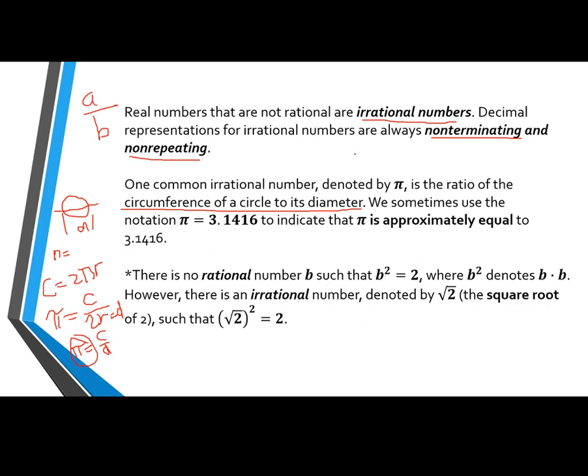So wala yung rational number nga mahulip na to aning b nga ma-equal nga square na to equal to 2. Pero naay irrational number no, irrational number nga ma-denote na to ito nga square root of 2 siya para ma-satisfy ni siya nga equation. So square root of 2 squared makancel man ni ang square no, is just equal to 2.